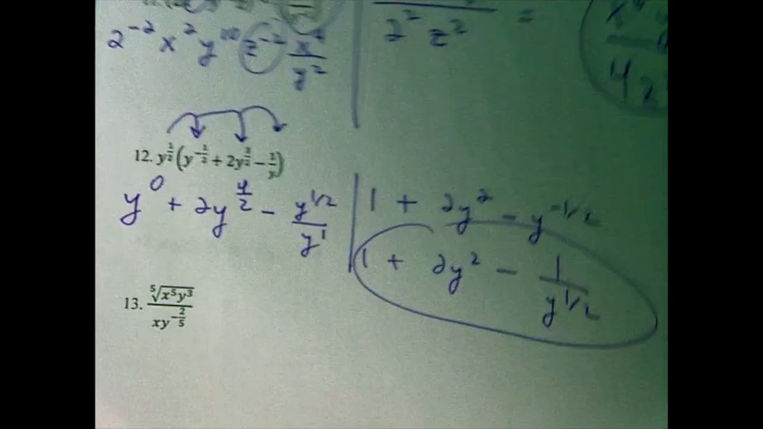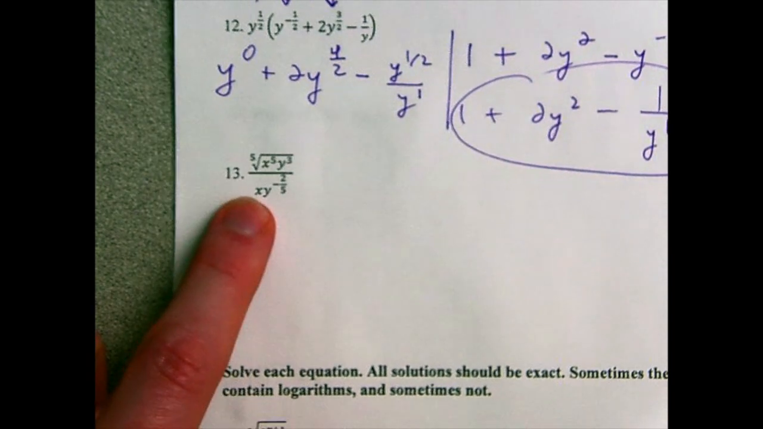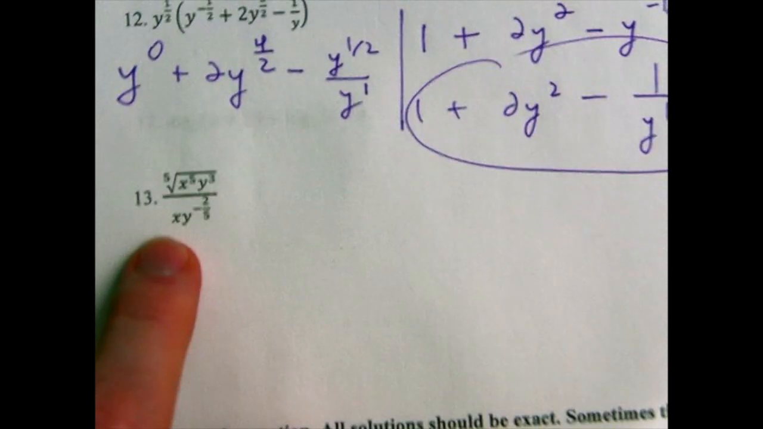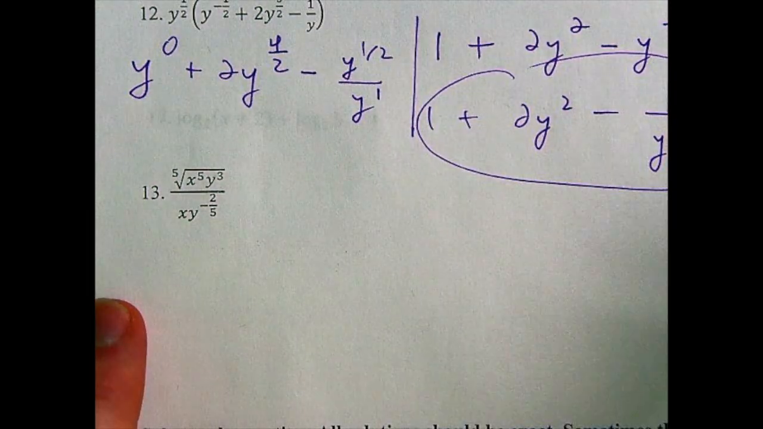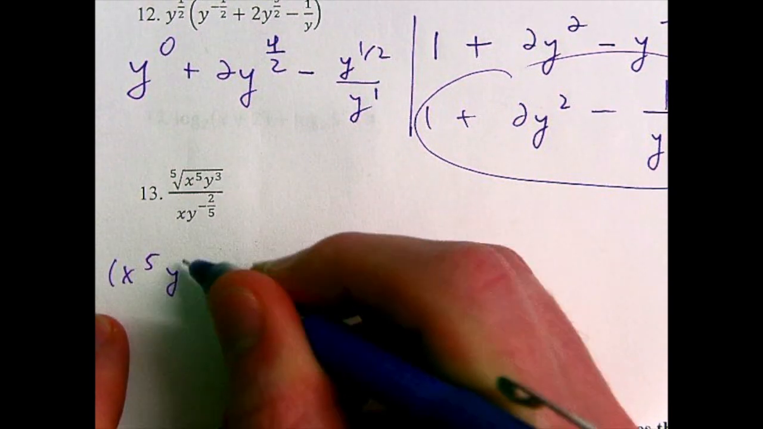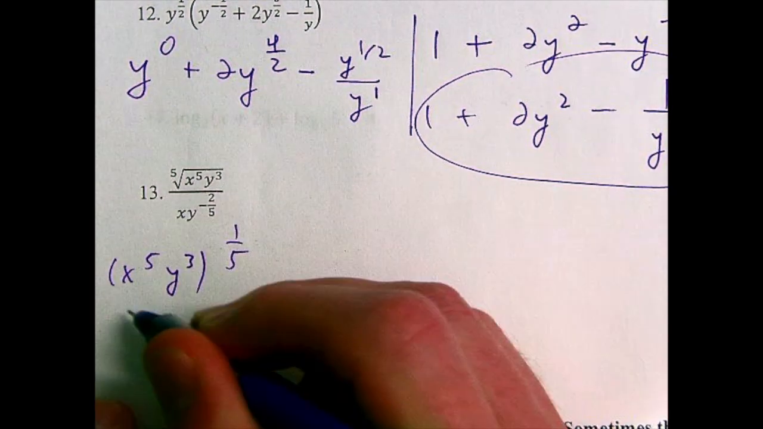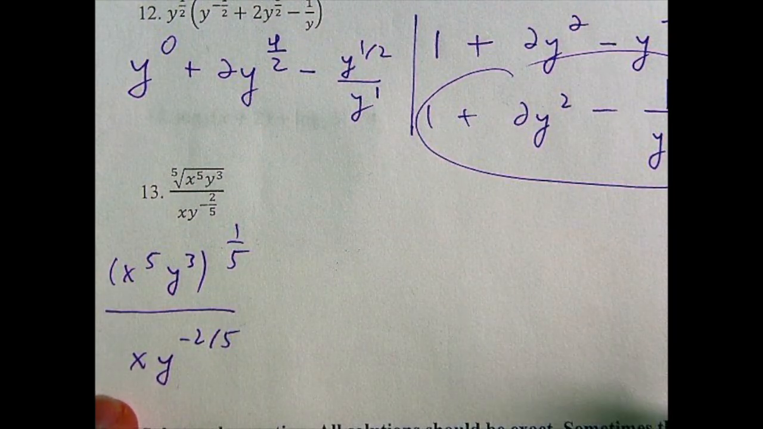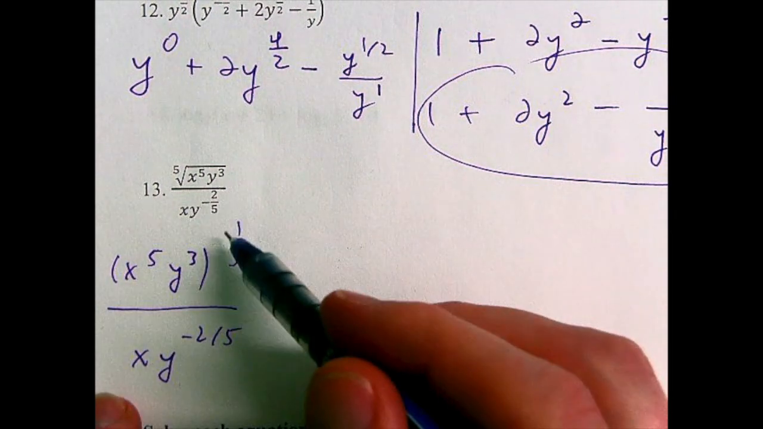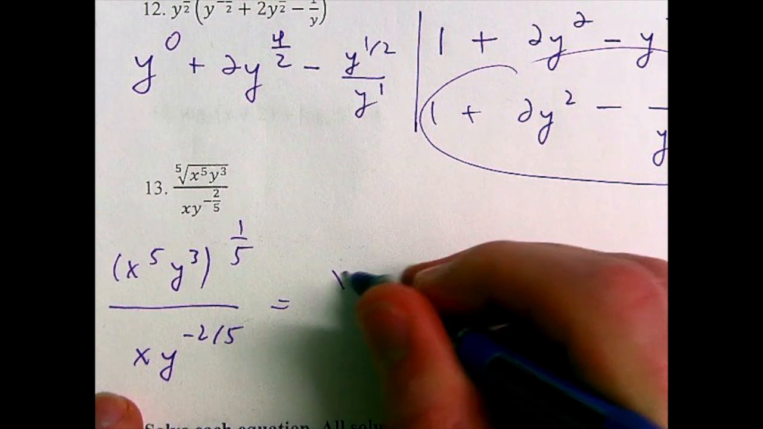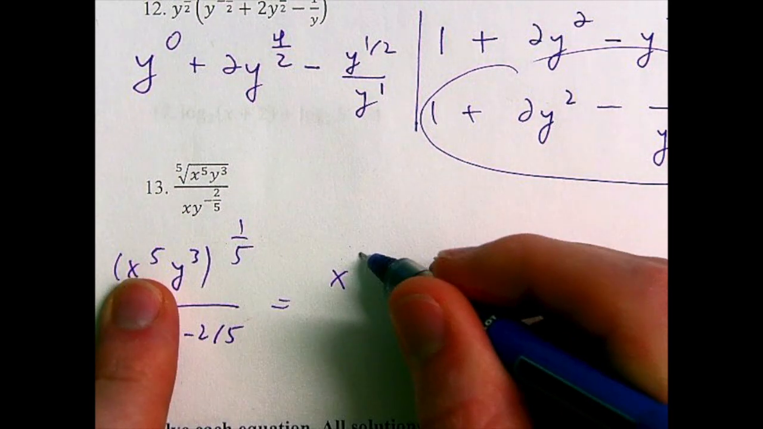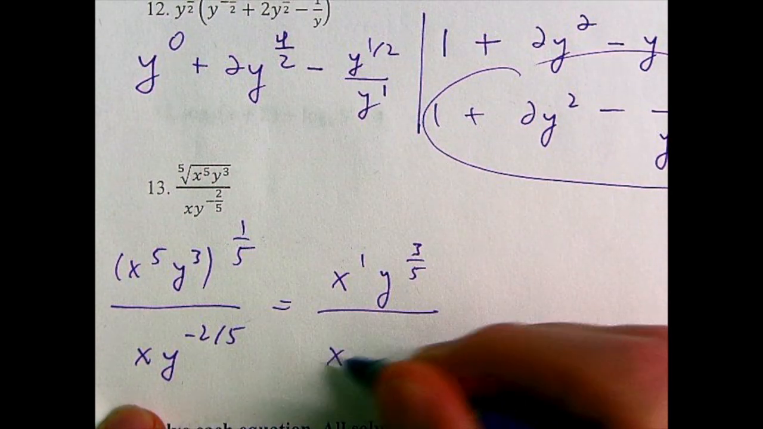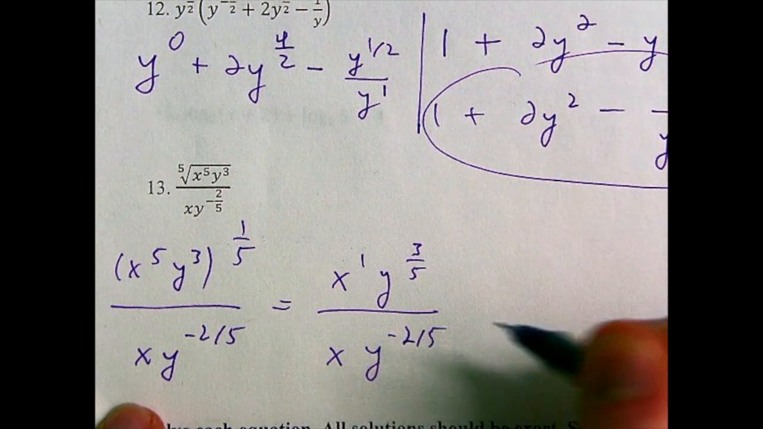Okay, let's see, one more of these. So we've got the fifth root of, all right, some more exponent stuff. So I've got x to the 5th, y to the 3rd, all raised to the 1/5, that's what that fifth root means, over x, y to the -2/5. I guess I'll distribute this 1/5 to these two guys. So that's like x to the 5 times a 5th is 1, and then 3 times a 5th is 3/5. On the bottom I have x still, y to the -2/5, nothing changing on the bottom.